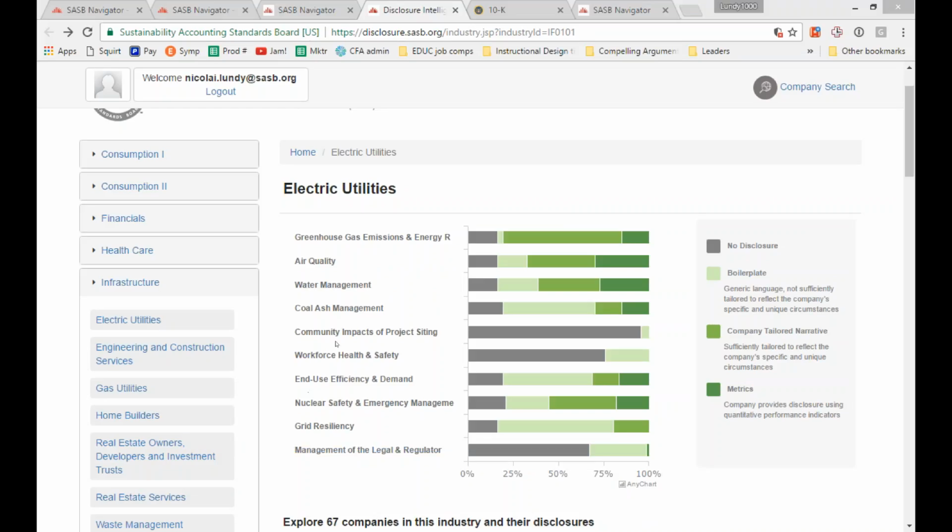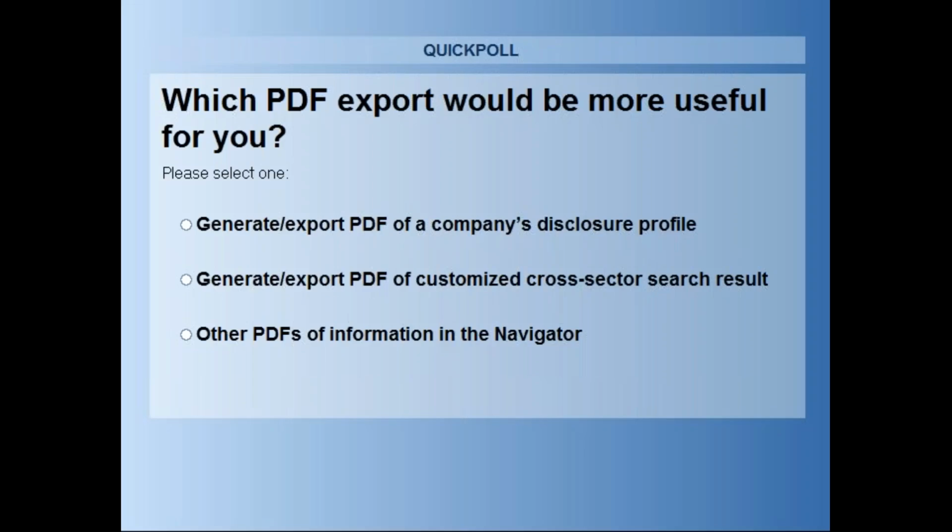One more for right now, and this relates to a question that we had earlier. So hopefully the person who asked that question, and maybe others who are interested in exporting or PDFing, let us know what would be useful. We've gotten two different ideas from some of our users. One is to generate or export a PDF of the disclosure profile. So what are they disclosing on? What's the quality? How does that compare to the industry?